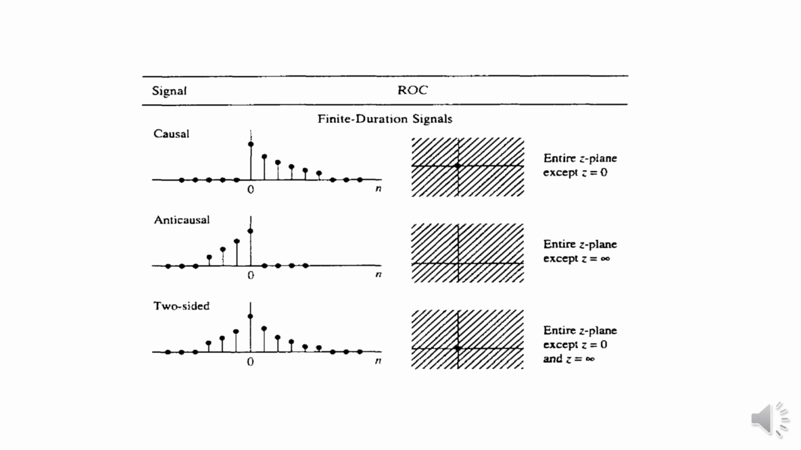Next one, two-sided. Two-sided means there will be x[n] values for both negative and positive n. Therefore the region of convergence, as marked on the right-hand side, will be the entire z plane except z equals 0 and z equal infinity.